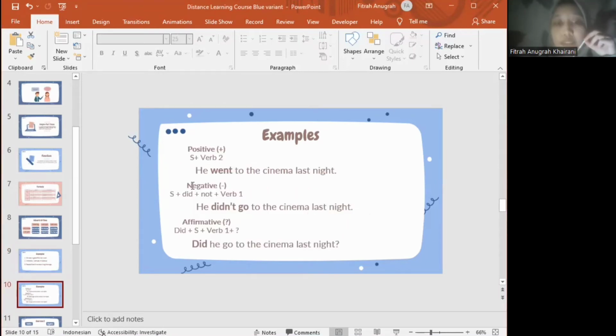Okay, a positive, negative, and interrogative sentence, right? So the sentence in positive sentence is he went to the cinema last night. And this sentence is composed of the pattern of subject plus verb two, right? Okay, and next is negative sentence. He didn't go to the cinema last night. So the negative sentence is composed of the pattern of subject plus did plus not plus verb one. And for the interrogative sentence, we use did, the subject, plus verb one, and plus question mark. So the sentence will be, did you go to the cinema last night?